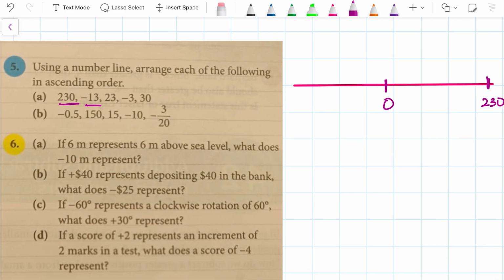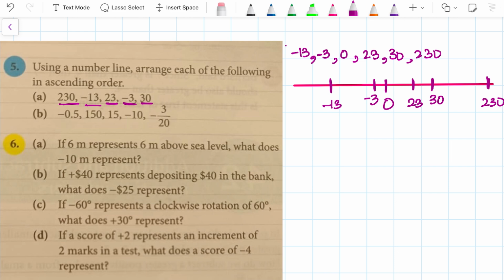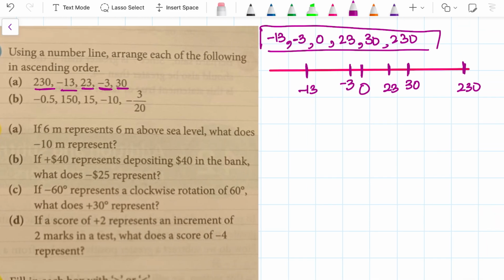Minus 13 will be somewhere here. 23 will be closer to 0. Minus 3 will also be closer to 0, but to the left hand side. 30 will be after 23 and to the right hand side because it is positive. So it has also been rearranged in ascending order. If you see, minus 3, 0, 23, 30, and then 230. Let's look at the next one.